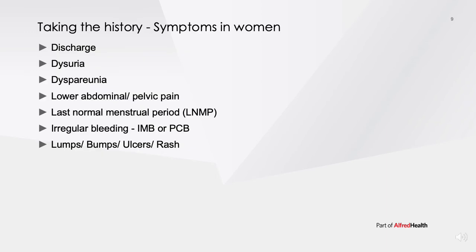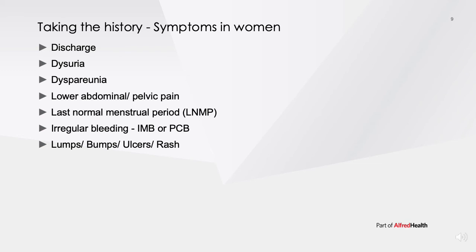So now we're going to look at taking the history of a woman with symptoms. We want to ask about vaginal discharge. We want to know whether the discharge is different to usual. Every person will have a normal discharge which changes throughout the cycle, but we particularly want to know if there's been any change to things like odour, consistency, the amount, is it itchy, is the colour different, is there any blood in it at all?